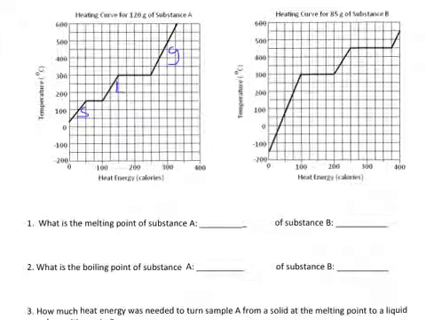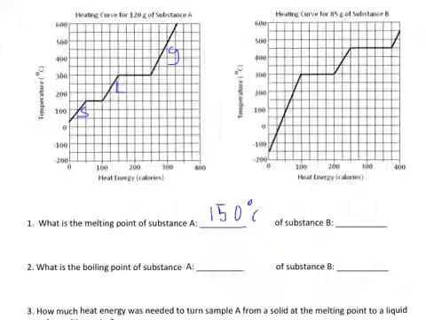So if we look here, it says, what is the melting point of substance A? Well, here's substance A. Melting is going from a solid to a liquid. And the temperature where that occurs is right here. So it looks like it is 150 degrees Celsius. Now, at what temperature does substance B melt?